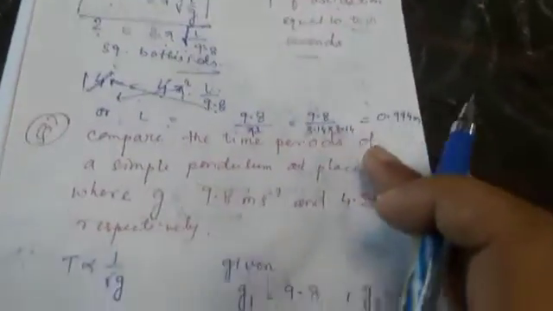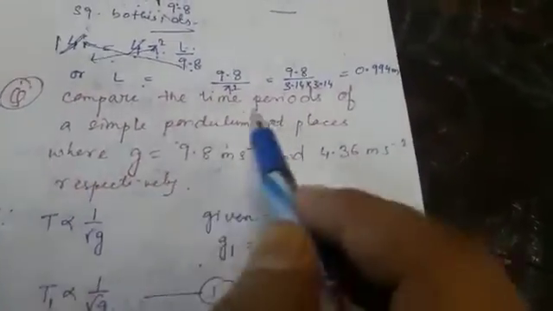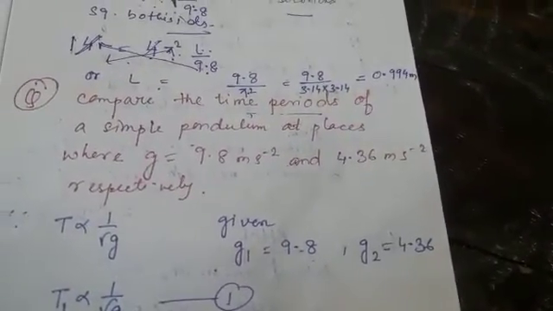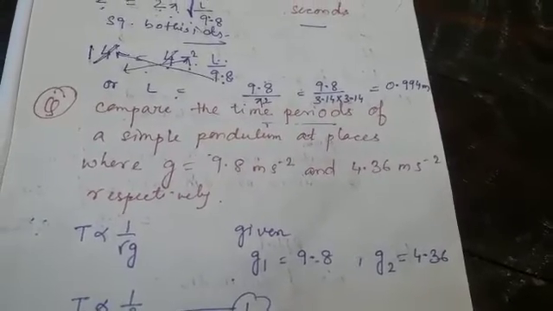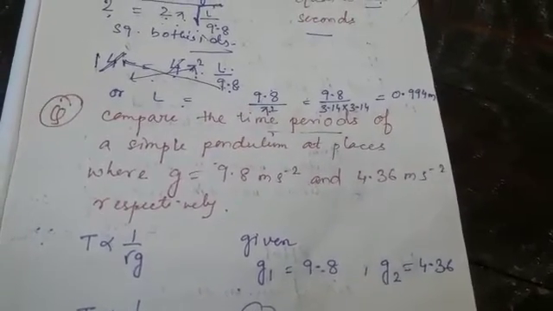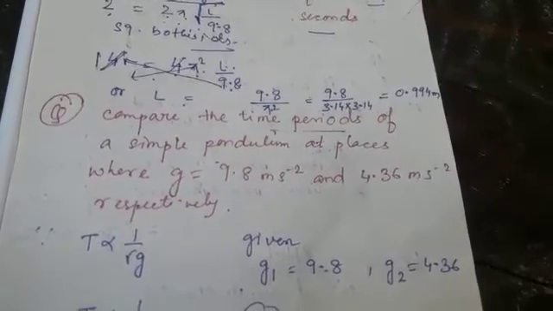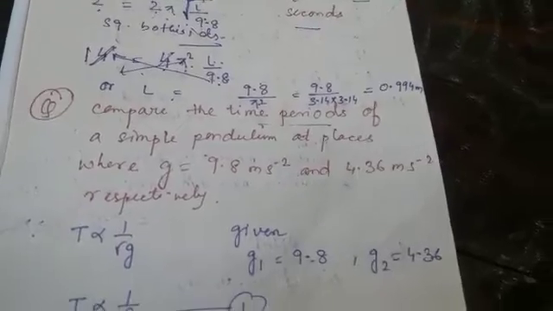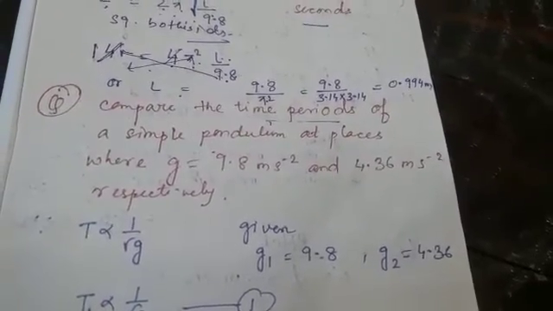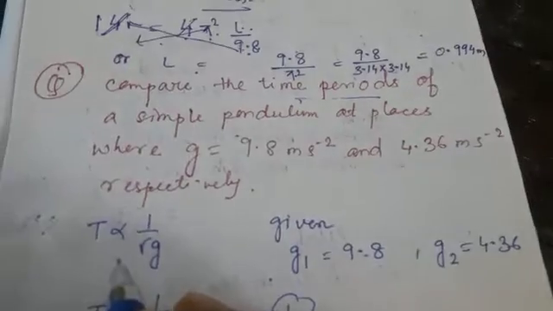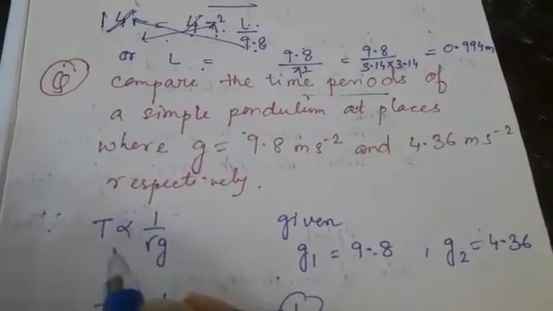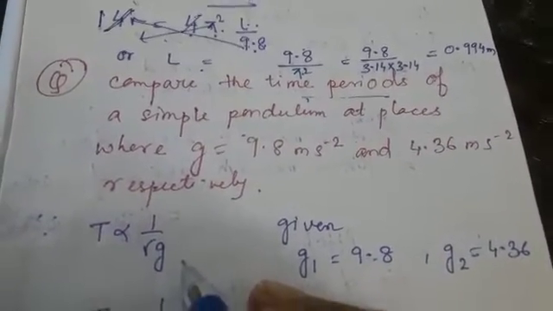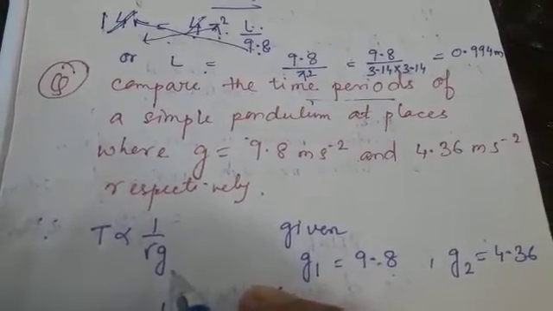This type of sum is already explained earlier. Now see the second question. Compare the time period of a simple pendulum at places where g is 9.8. Now g1 is given as 9.8 and g2 is given as 4.36 meter per second square respectively. They are asking you to find the ratio of T1 by T2. Now we know the factor which you have learned in the last class: time period is inversely proportional to square root of g. We have learned this formula.